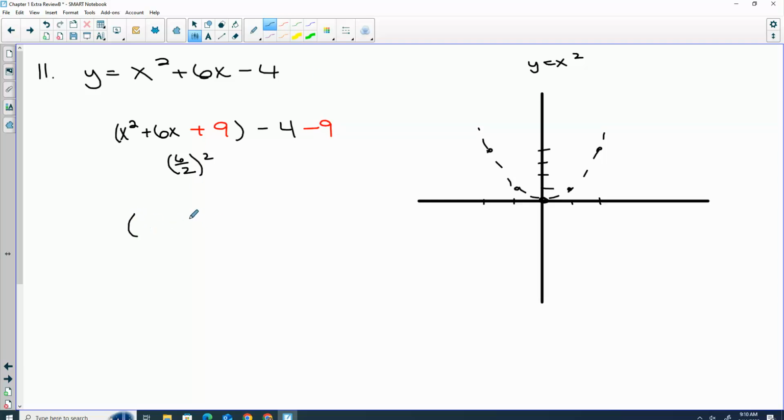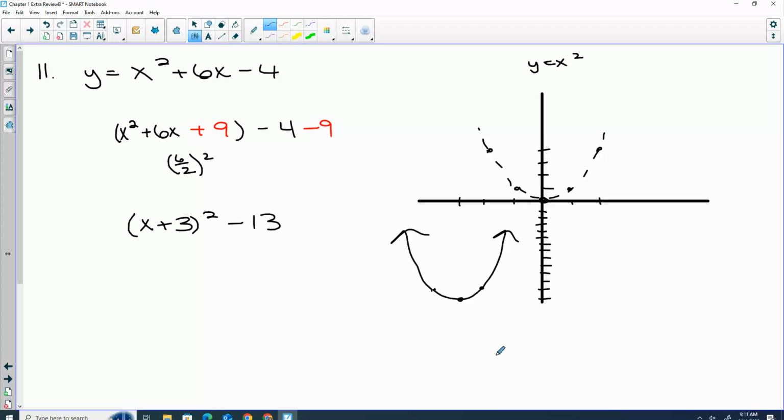Now this should factor. What's this turn into? Minus 13. So, I did not make my graph small enough, did I? I need to go down 13. And left 3. Oh my God. So it should look something like that.